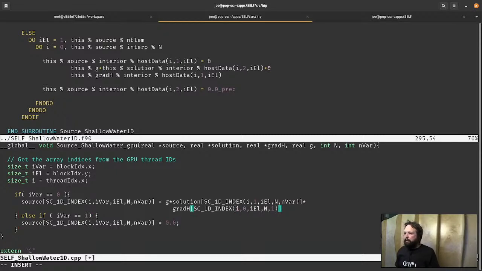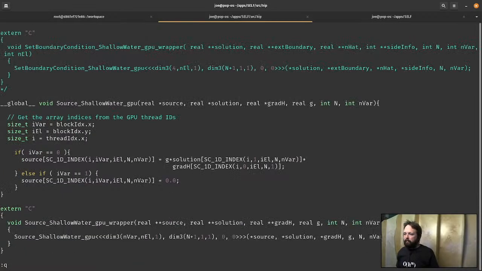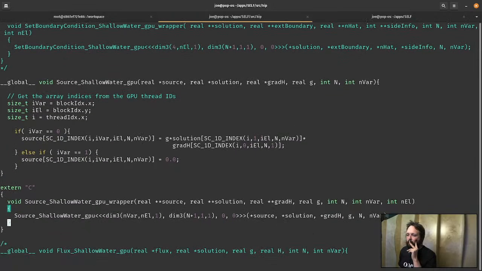Okay, so I've got g times h times the solution gradient. Let's close that statement. And then for the fluid thickness, I've got no source terms, so I'll set that to 0. So that should be okay. Let's close this guy. Let's double check our work here. So I've got g times the solution, the fluid thickness here, times grad h. I think this looks good. And down below, we're launching with n plus 1. Yep, that looks good.